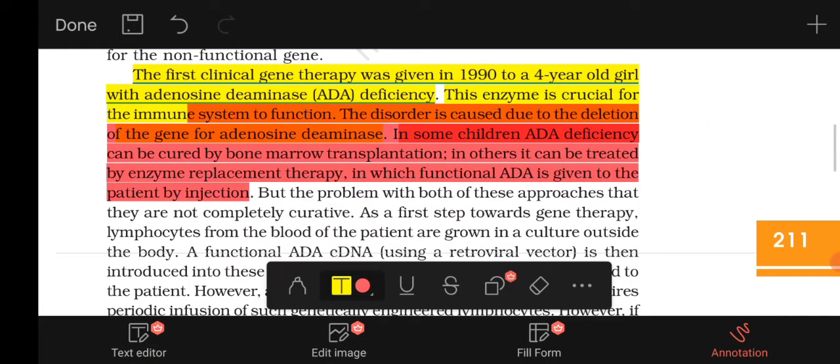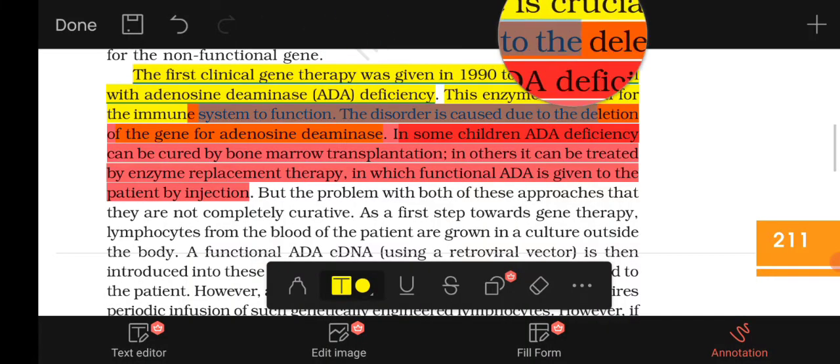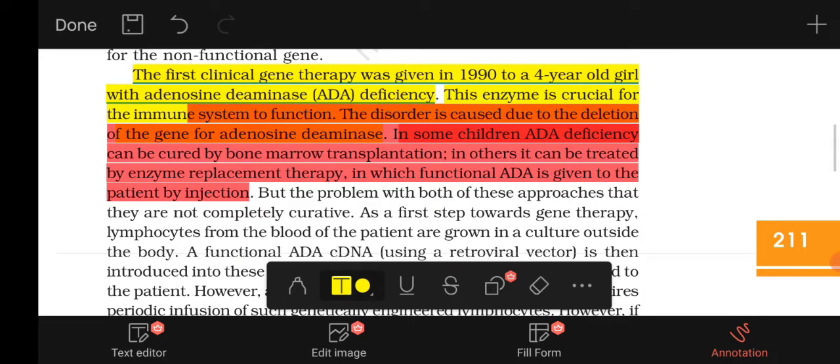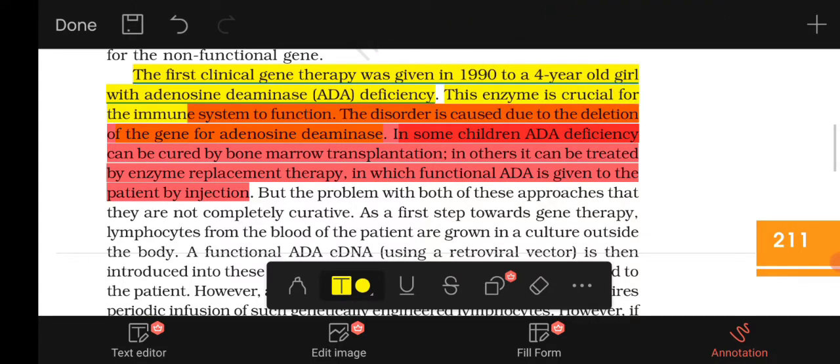So in few children, it can be treated with the help of bone marrow transplantation. Not in all. In few cases, it might be successful, but it is not a complete cure. So in some children, adenosine deaminase deficiency can be cured by bone marrow transplantation, but there is no permanent cure for this.